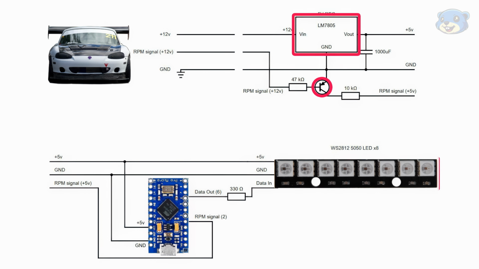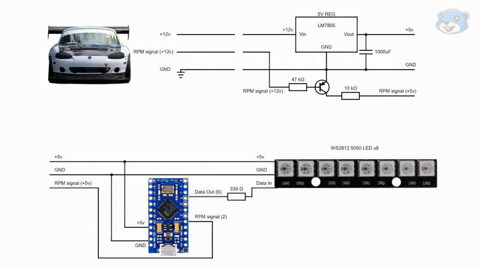Next is the voltage conversion circuit. This is broken into two main components. Firstly, because we're using an Arduino to run the LEDs, it requires a 5 volt source, and it will not handle the 12 volts that the car runs at. So we use a voltage regulator to step this down.